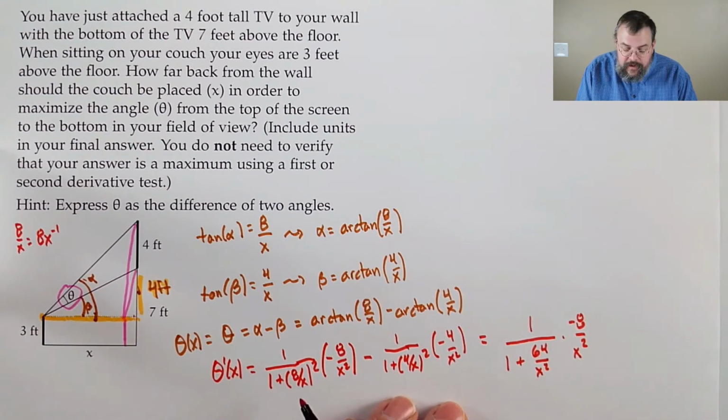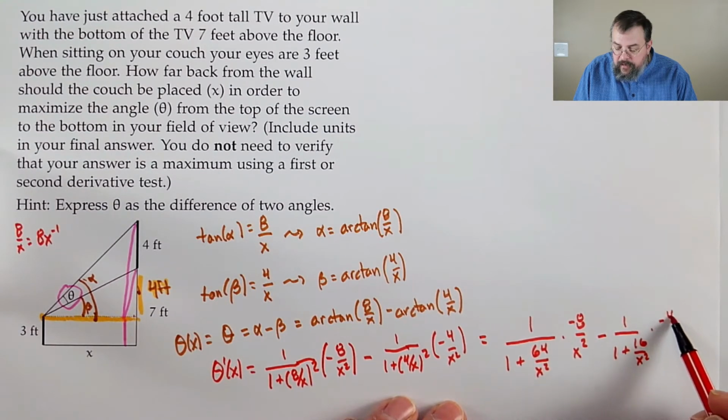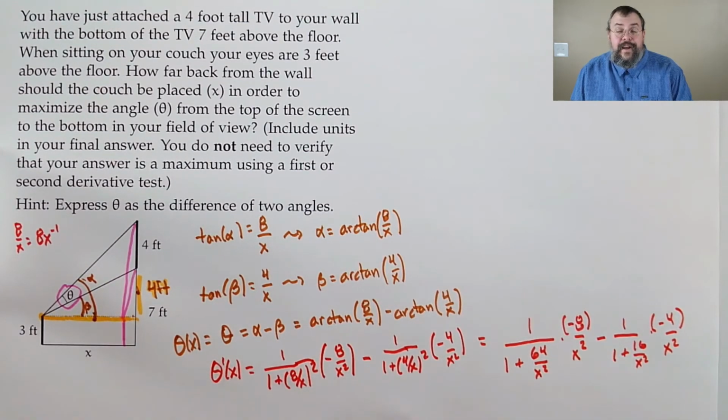Okay, so notice what we do here. 8 over x, quantity squared, 64 over x squared. And then here we'll have minus, and here we'll have 1 plus 16 over x squared times negative 4 over x squared. I'll go ahead and put the negative 4 in parentheses and negative 8 just so I don't accidentally think that it's a subtraction. Make sure it's a multiplication.